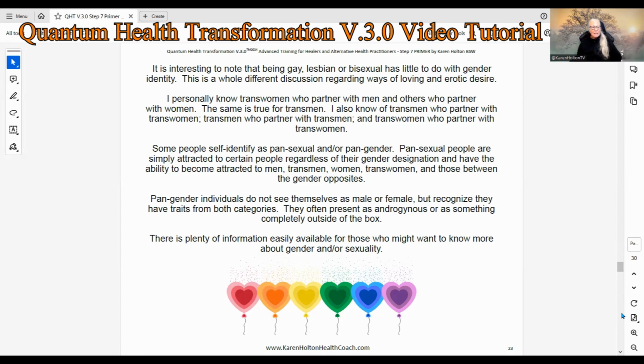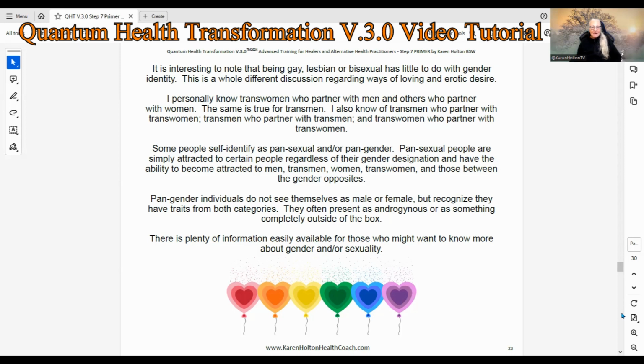Let me repeat. I personally know trans women who partner with men and others who partner with women. The same is true for trans men. I know of trans men who partner with trans women, trans men who partner with trans men, and trans women who partner with trans women. I know it's a lot if you're not used to hearing these terms.